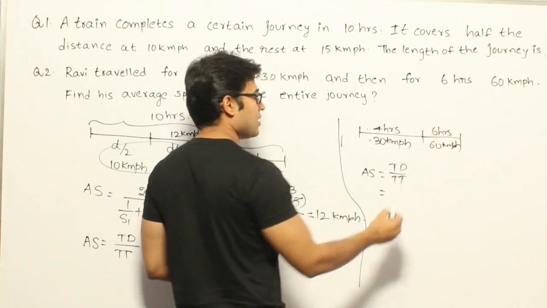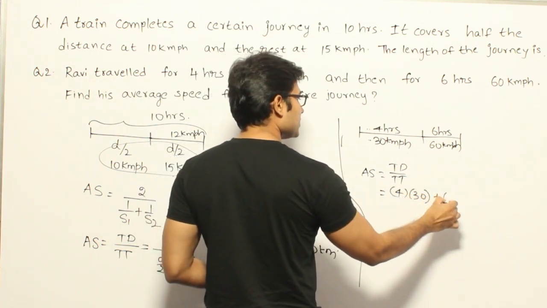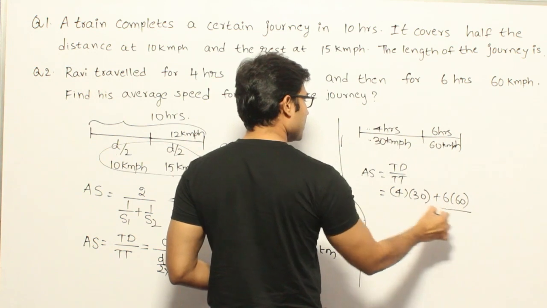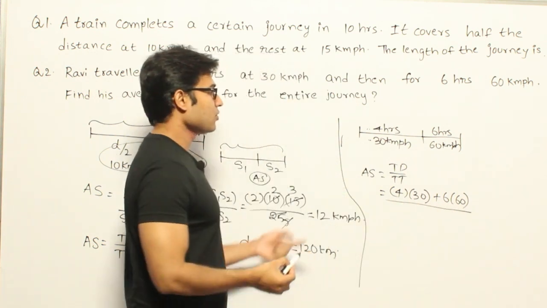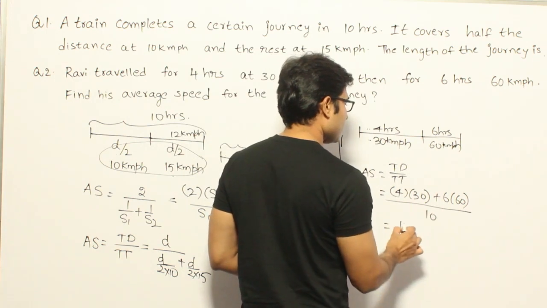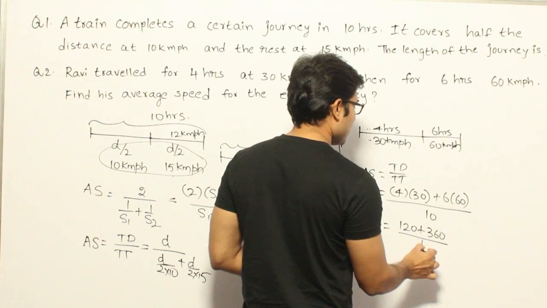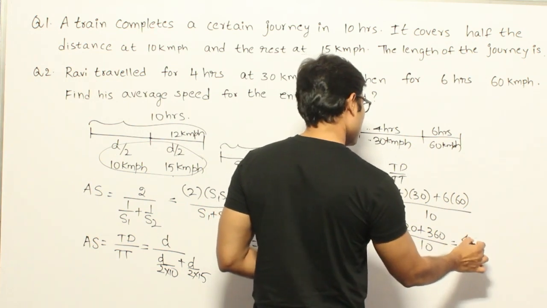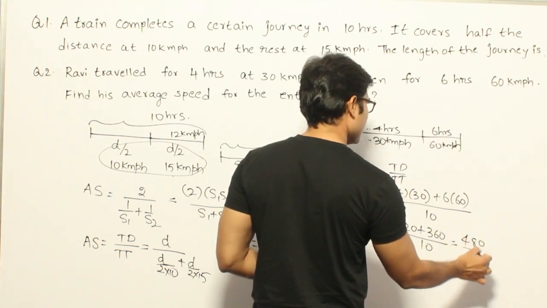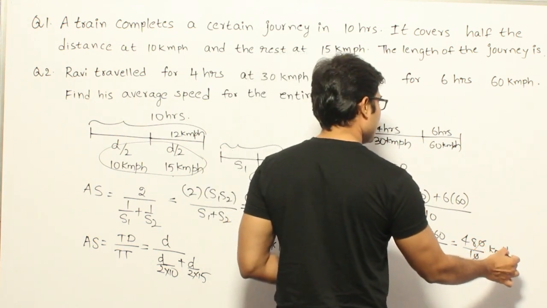Therefore the total distance is going to be 4 into 30 plus 6 into 60, divided by total time. So total time we have is 4 plus 6, which is 10. Got it? Therefore 120 plus 360 divided by 10. So 480 divided by 10, which means 48 kilometers per hour is the average speed.